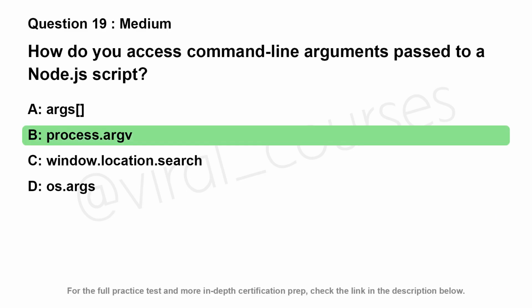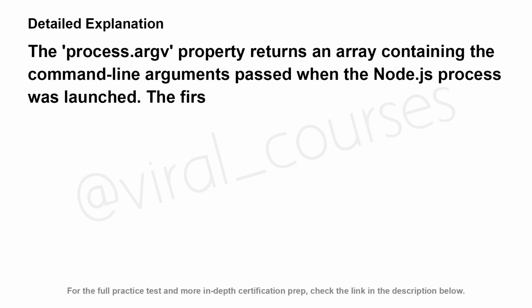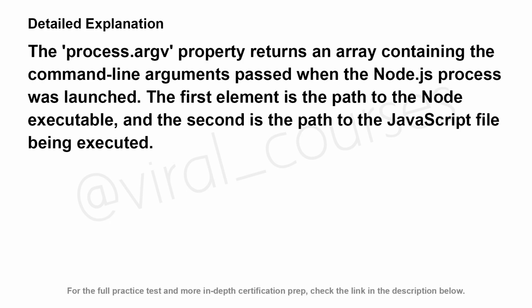The correct answer is B. The process.argv property returns an array containing the command line arguments passed when the Node.js process was launched. The first element is the path to the Node executable, and the second is the path to the JavaScript file being executed.